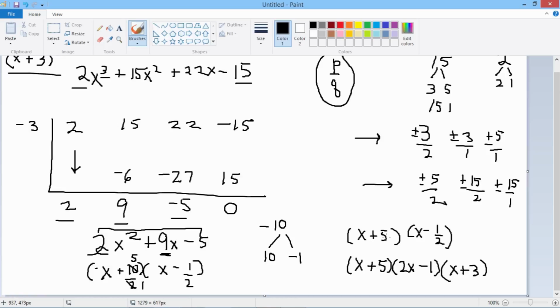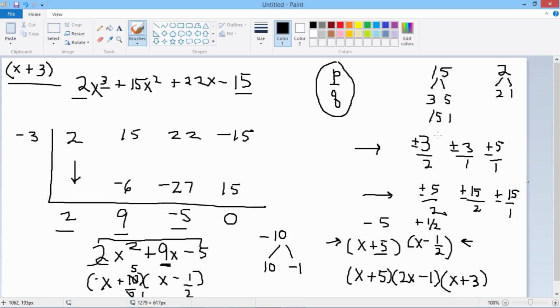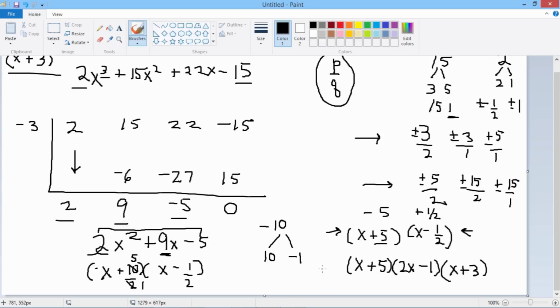And by the way, the other two zeros come from here. We can just change the sign on whatever the number is. And those are the zeros, minus 5 and positive 1/2. Oh, and I forgot to write down the other possible zero, which is plus or minus 1/2 and plus or minus 1/1, which is just plus or minus 1. But there it is. These are our factors, or this is the polynomial in factored form. And these are the zeros.